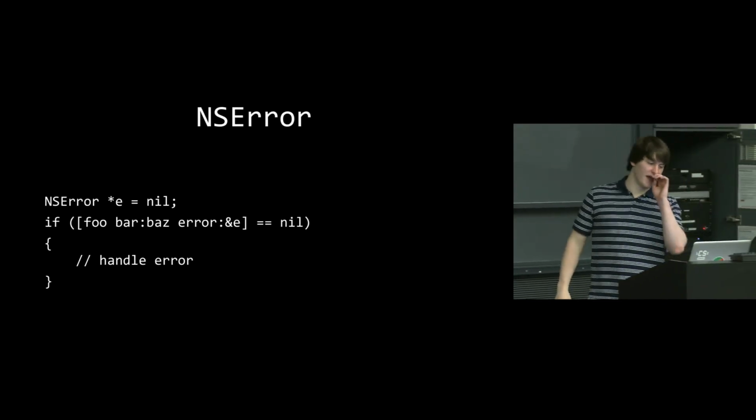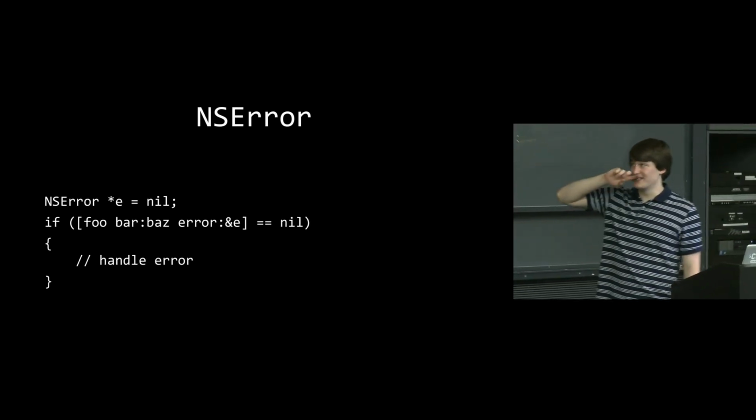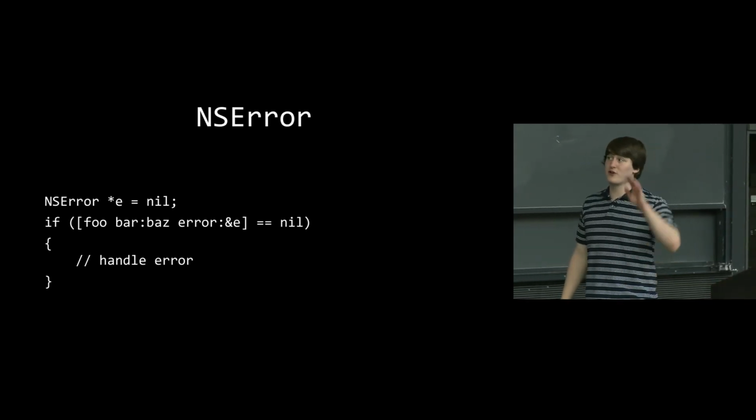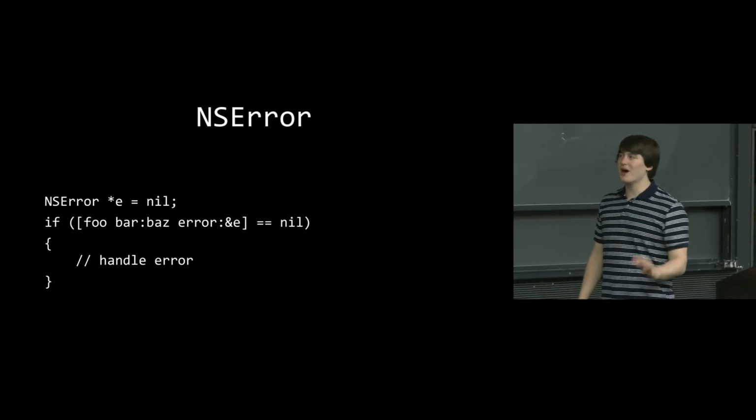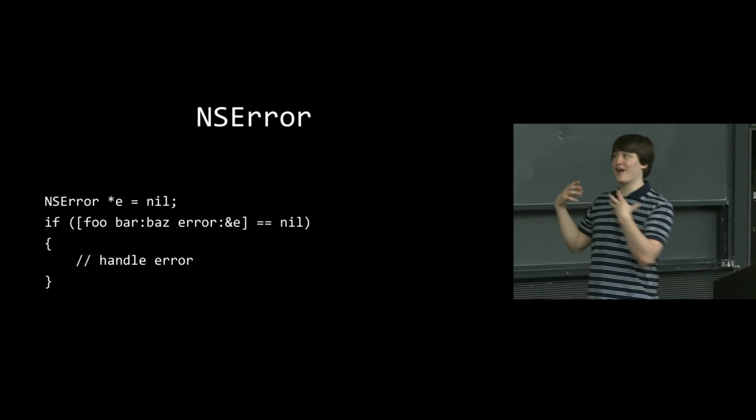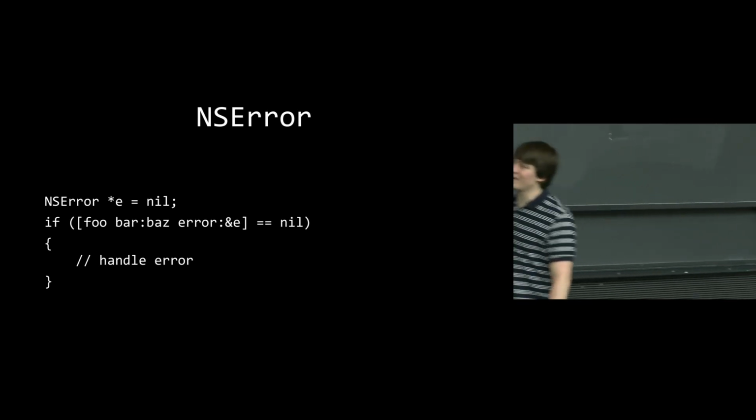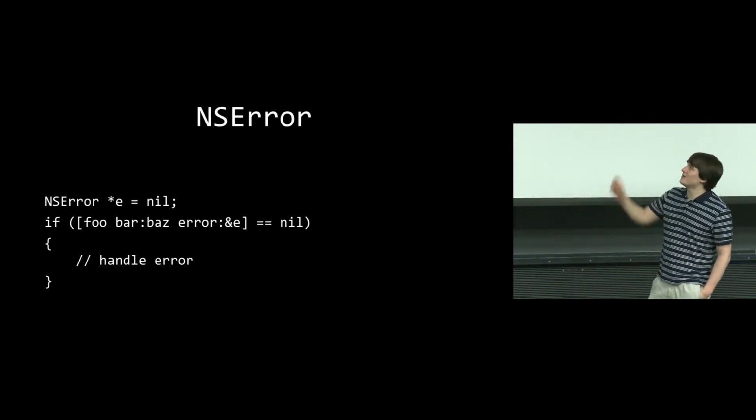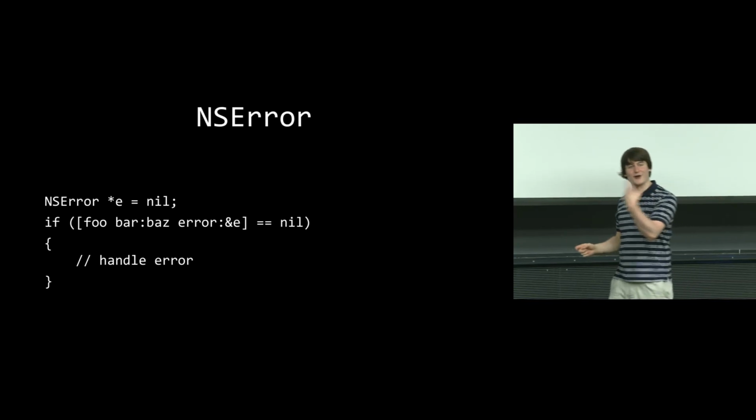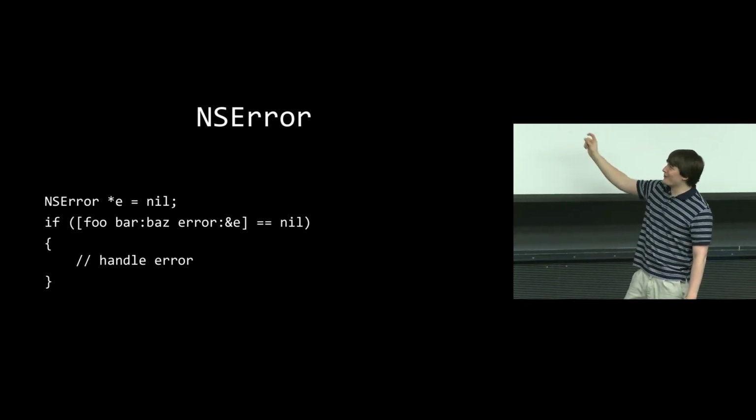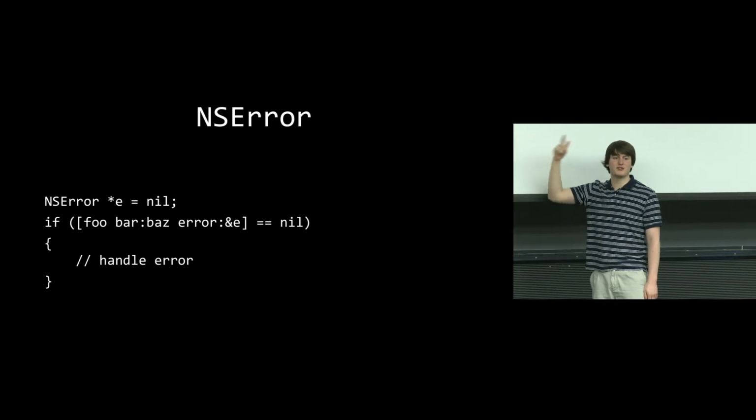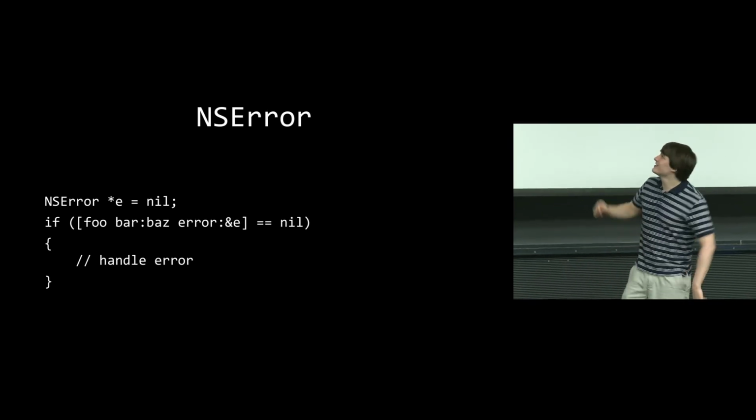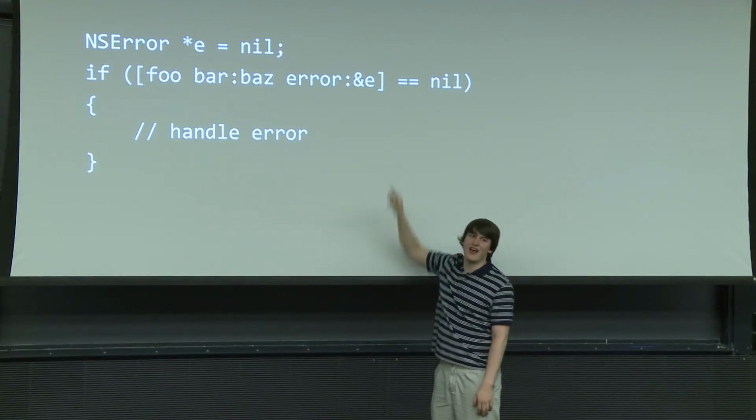So with this sort of syntax, this is one of the rare scenarios where you are still going to be using the ampersand. Again, we're never dereferencing an object, but we are passing the address of an object. We are passing the address of this NS error so that if something goes wrong when we pass the method bar:error: to foo, foo will instantiate an NS error object and set E to be that NS error object.